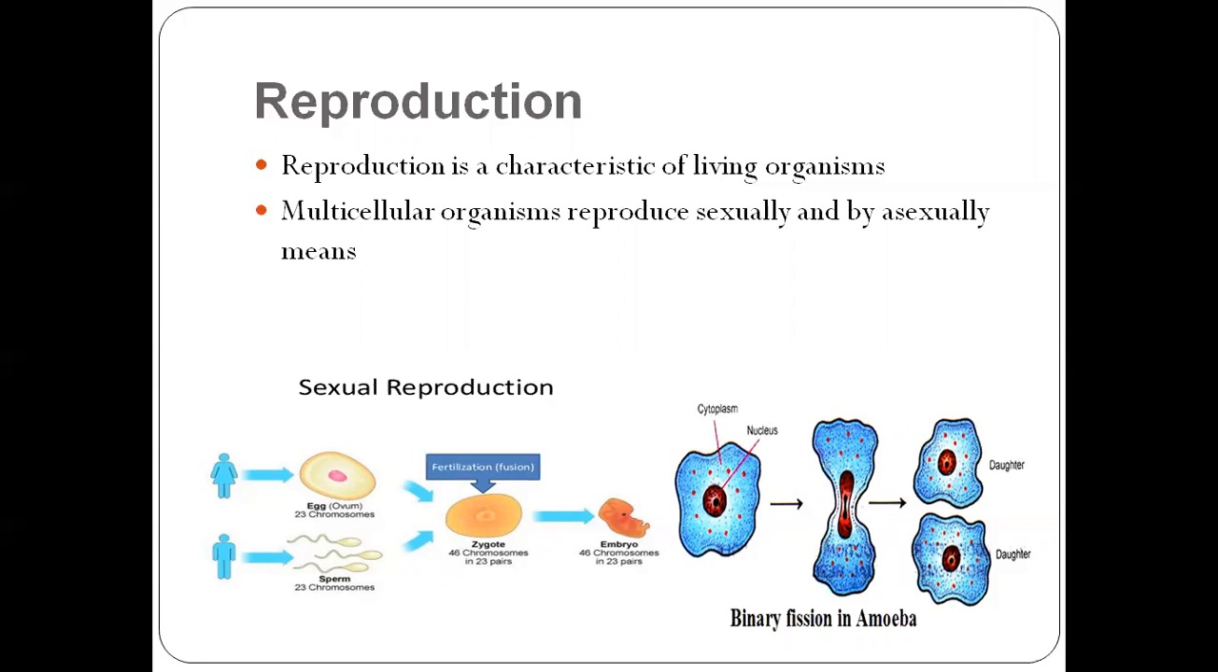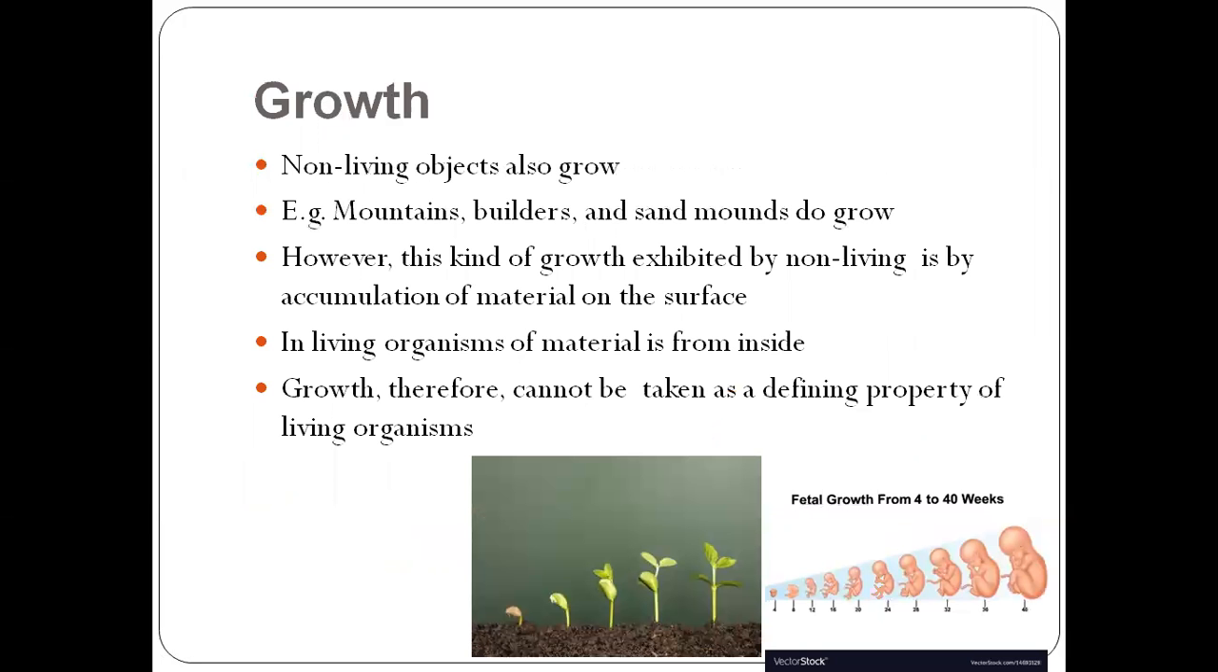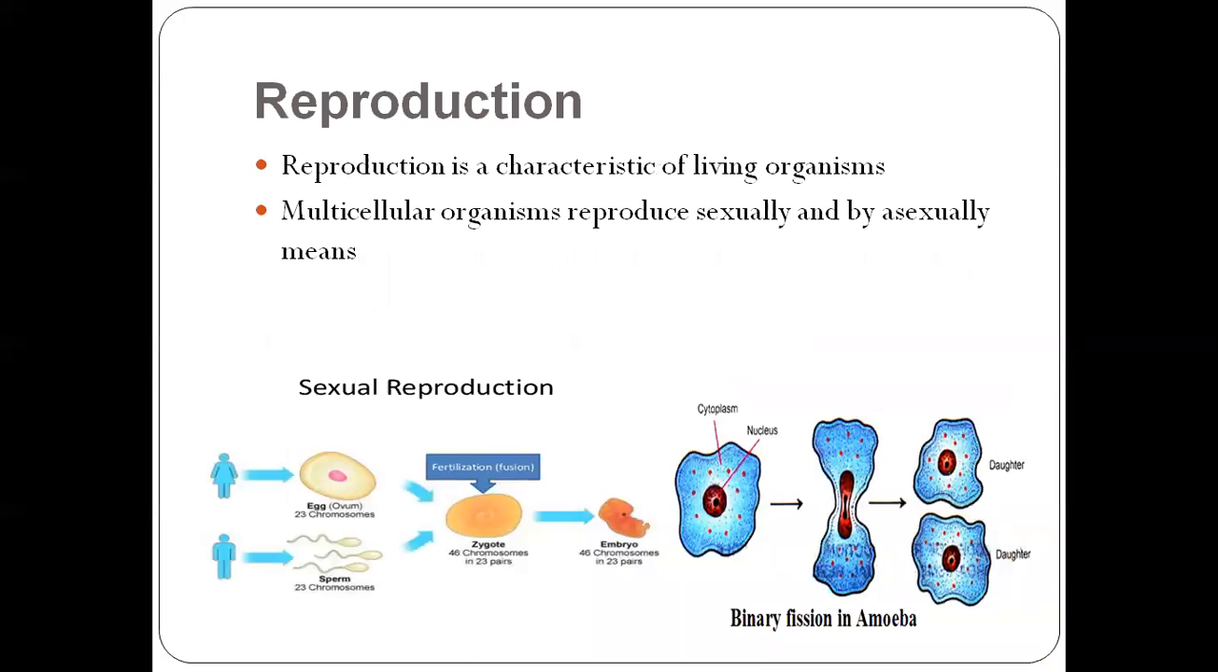Now, how do we say whether reproduction is a defining characteristic or not? That is what we'll be discussing in today's session. In the previous session, we looked at growth, and we concluded that growth is not a defining property of living organisms, because even non-living objects also grow. They exhibit external accumulation, whereas in living systems it is internal development which takes place. But in the case of reproduction, how can we define that?